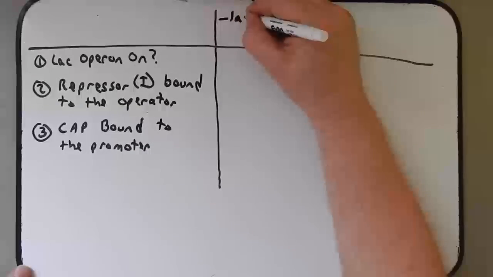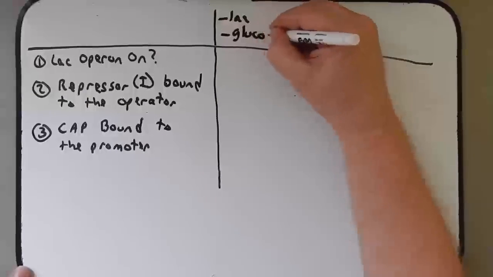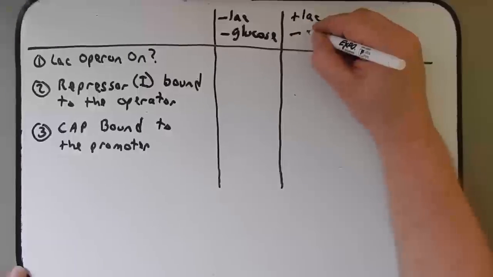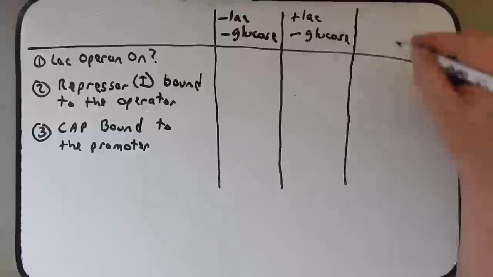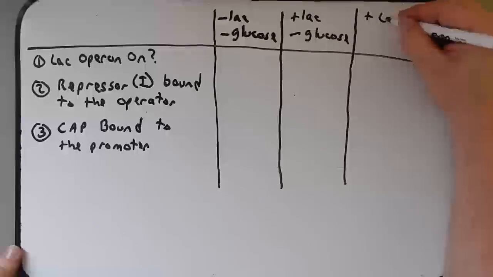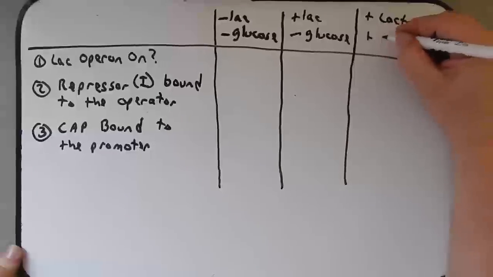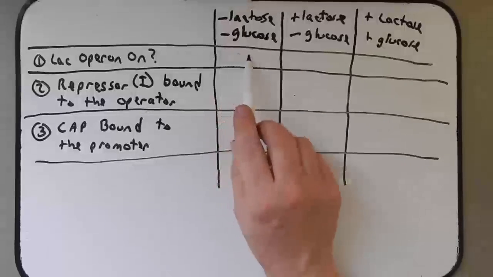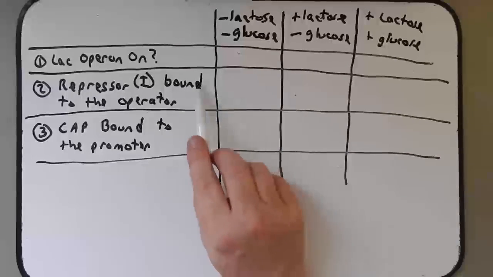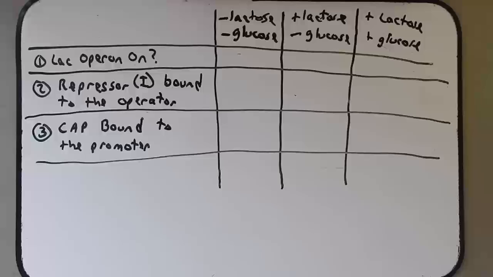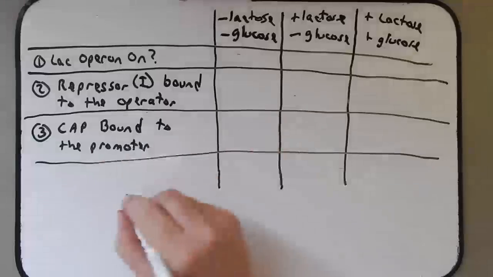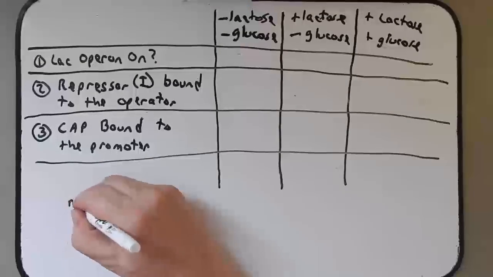No lactose, no glucose. Plus lactose, minus glucose. And the third condition is plus lactose and plus glucose. So in each of these boxes, indicate if the lac operon is on or off, and whether or not the repressor or the CAP is bound to the appropriate sites on the lac operon. Then repeat this. So do this in this way with no mutations.